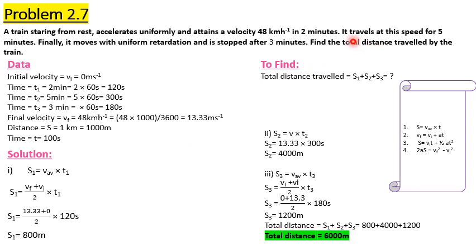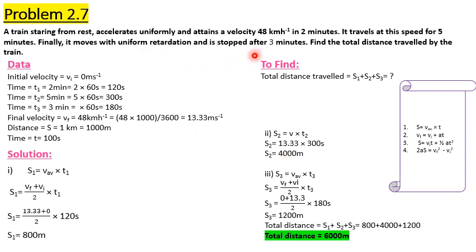For S2 for 5 minutes we have the velocity 13.33. See this statement, it travels at this speed for 5 minutes. So the speed is 13.33 meter per second. So by putting the values in this formula for distance 2, we will get 4000 meters.